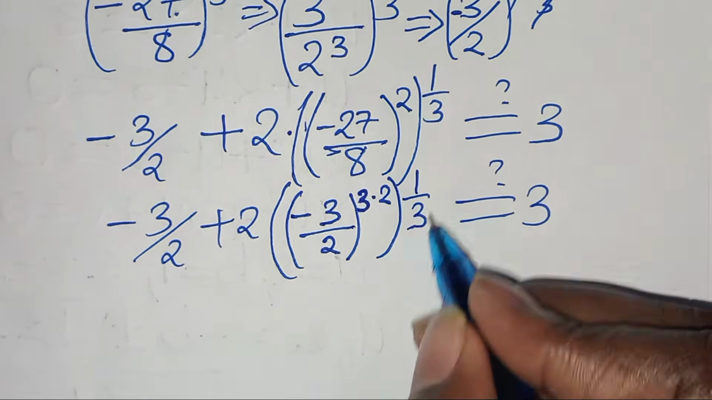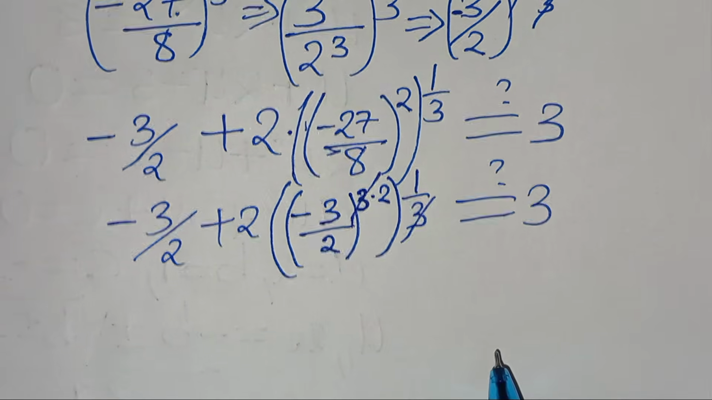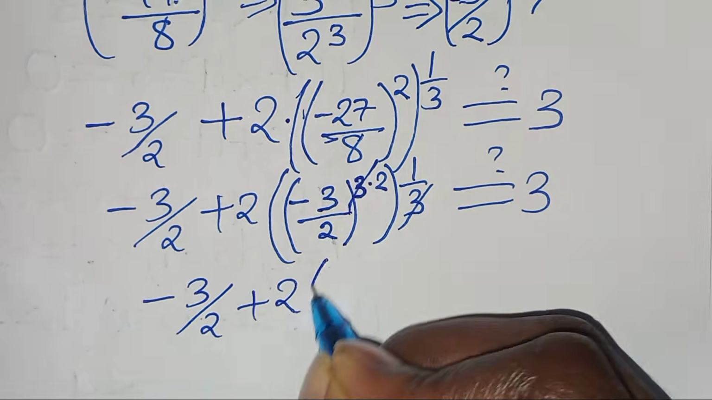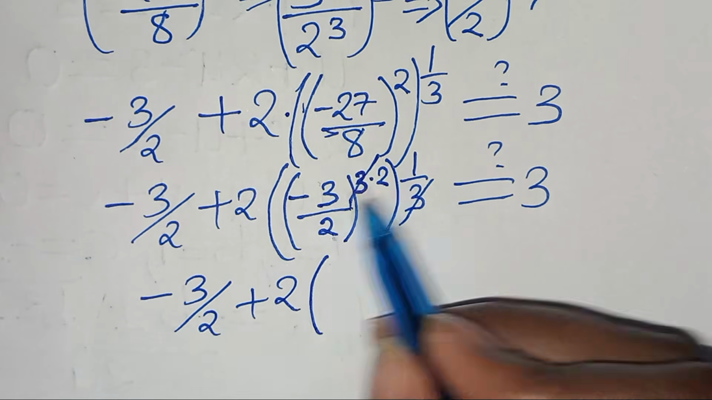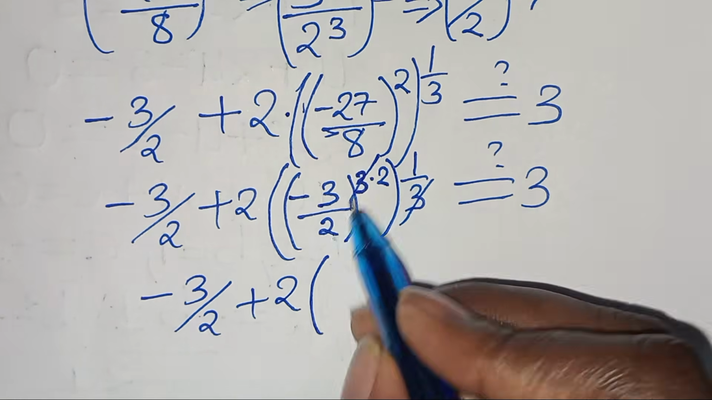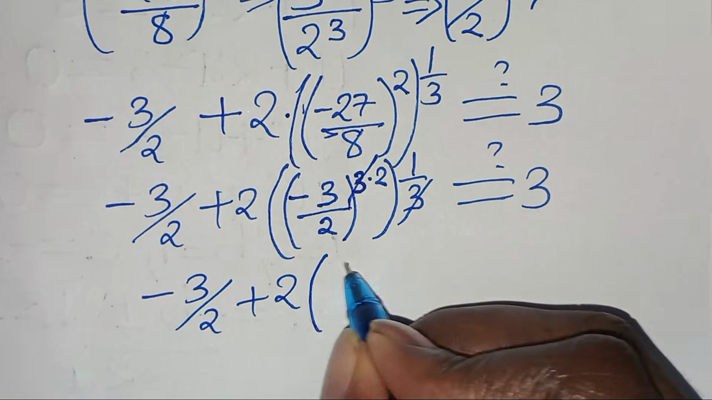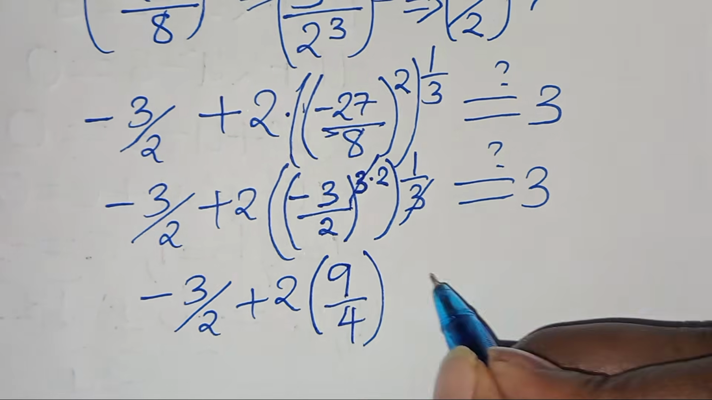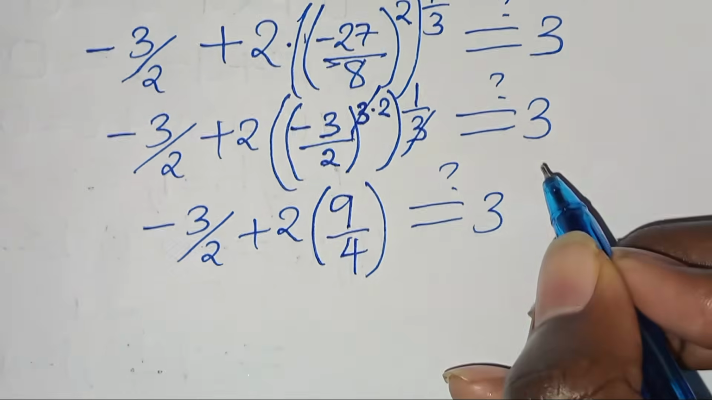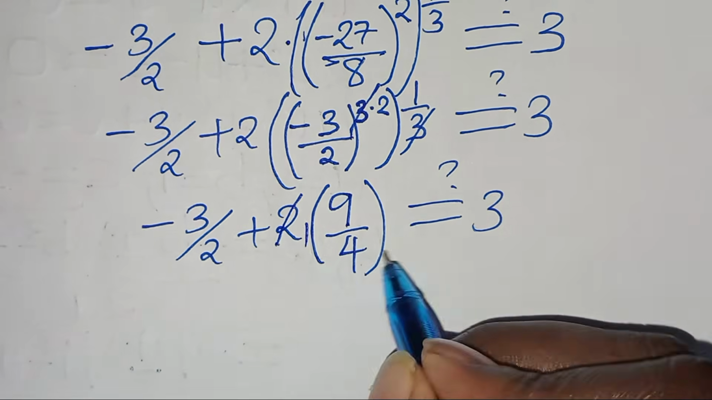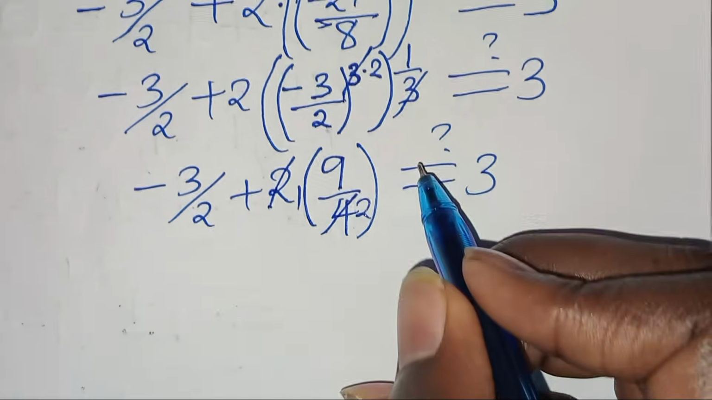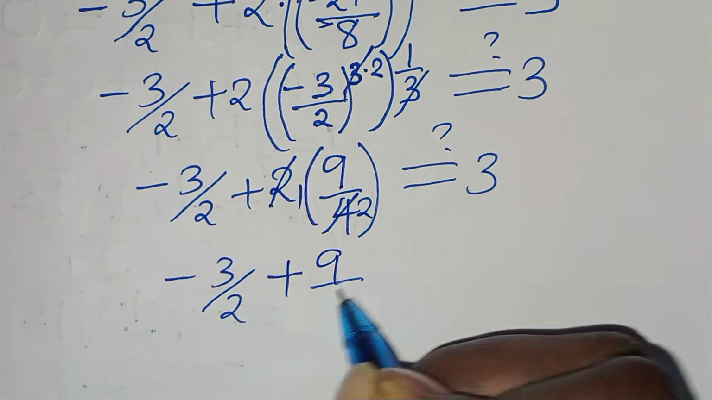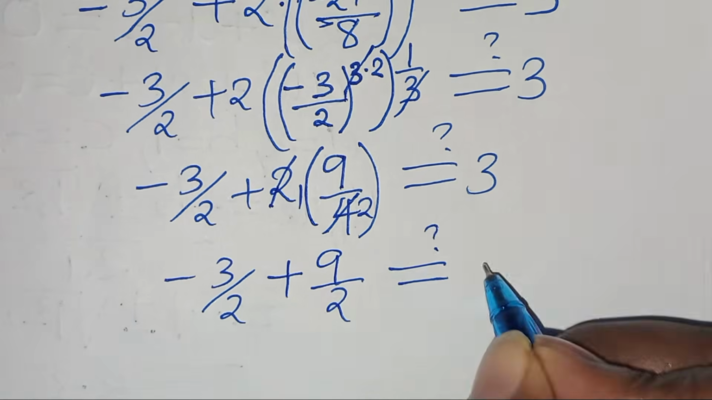Now again, as you can see, the 3 and 3 here simplify, so that now we have minus 3 over 2 plus 2 into the parentheses. This is minus 3 raised to the power of 2, which is equal to 9, and then 2 to the power of 2, this is 4. This is supposed to give us a value of 3. Let's simplify here. 4 divided by 2 is 2. So we have minus 3 over 2 plus 9 over 2. This is supposed to give us a value of 3.